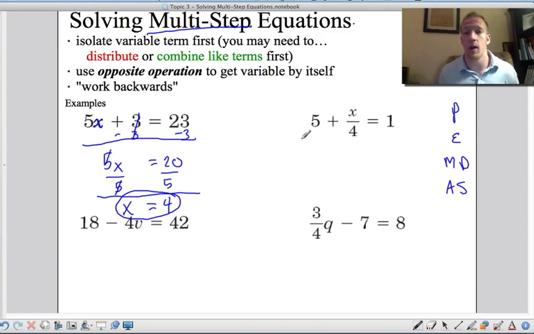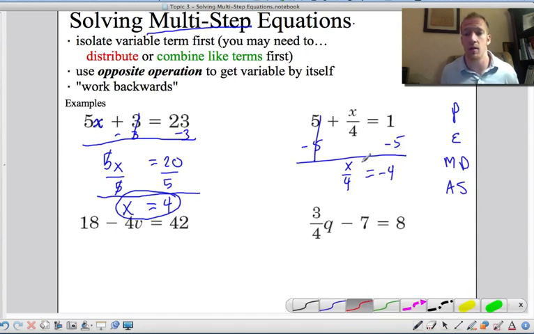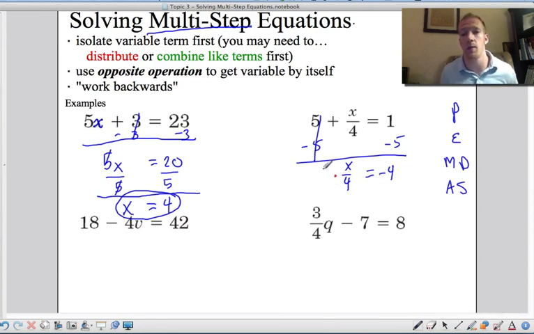Alright, so minus 5, and that gives us just x over 4 equals 1 minus 5, which is negative 4. Alright, so now it's just like the single step. Now we only have one step left to do. If I'm dividing by 4, the opposite of that would be multiplying by 4. So I have x equals negative times a positive is negative. 4 times 4 is 16.